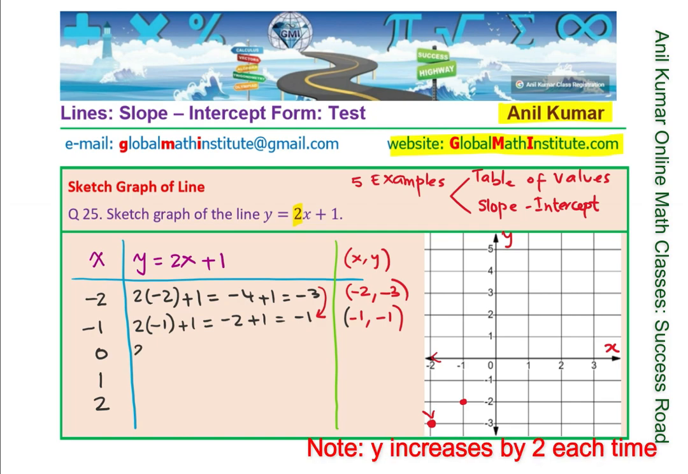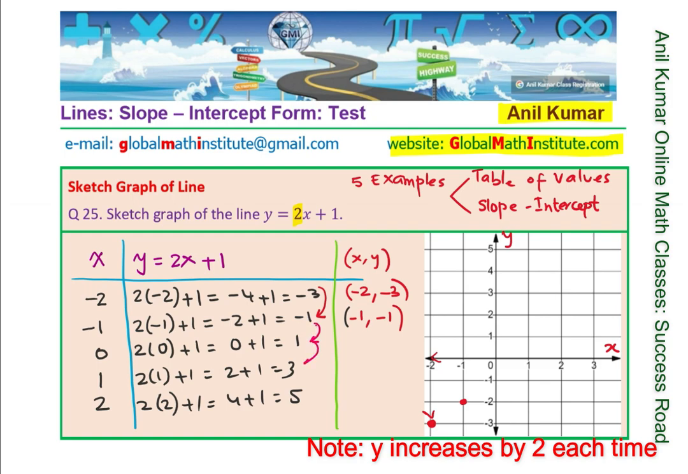So let's calculate for 0. So when I substitute x equals to 0, I get 0 plus 1, which is equal to +1. Now with 1, we get what? So we get 2 plus 1, which is 3. And with 2, we get 2 times 2 plus 1, which is 4 plus 1, which is 5. So you notice that these values are increasing by 2 each time.